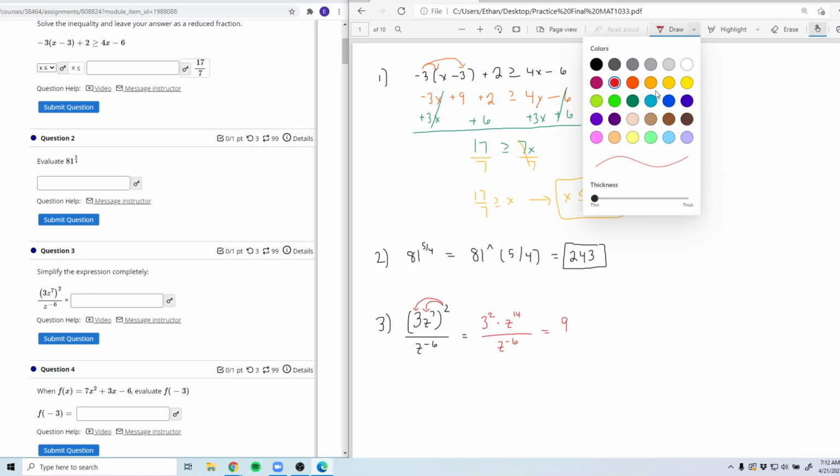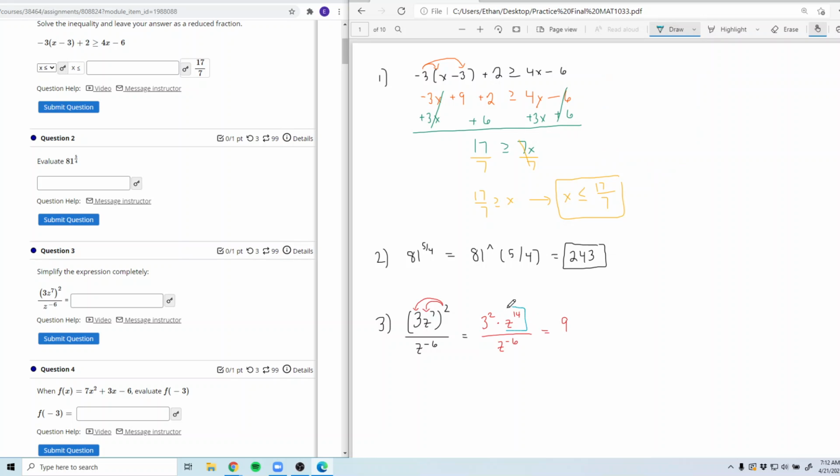The z to the 14th over z to the -6, how do we simplify that? Well, it is the same letter. So what we do is we just rewrite our z and we do the top exponent minus the bottom exponent. 14 minus -6. And then simplify this number. Double minus gets a plus, and 14 plus 6 is 20. So our final answer is 9z to the 20th power.